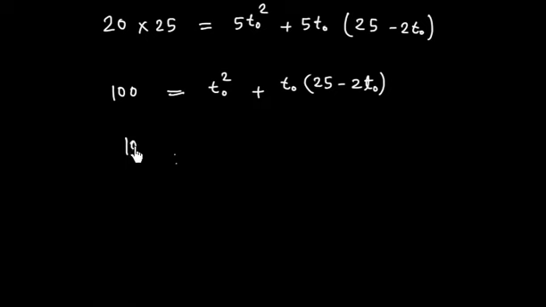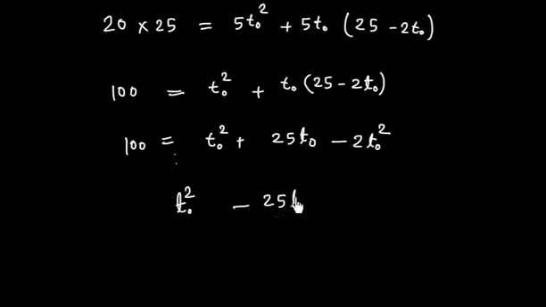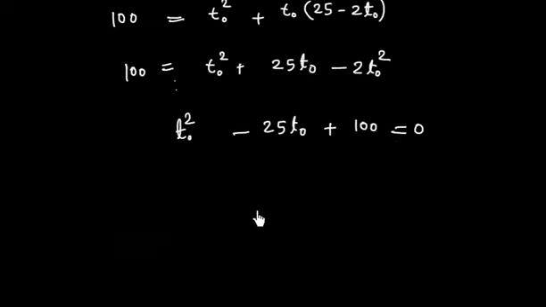Now let us multiply this out: t naught square plus 25 t naught minus 2 t naught square. So this is minus t naught square; bringing it to this side, it becomes t naught square minus 25 t naught plus 100 equals 0. Are you getting it or not? We have to solve for t naught.